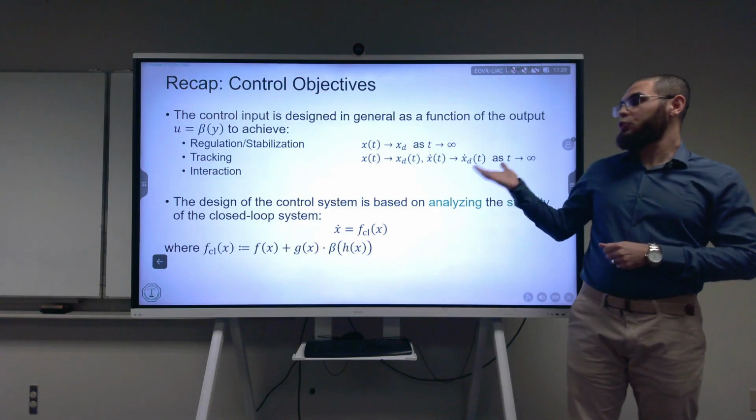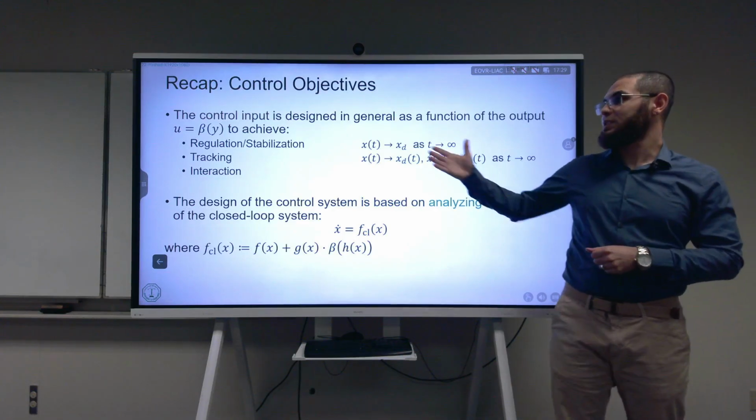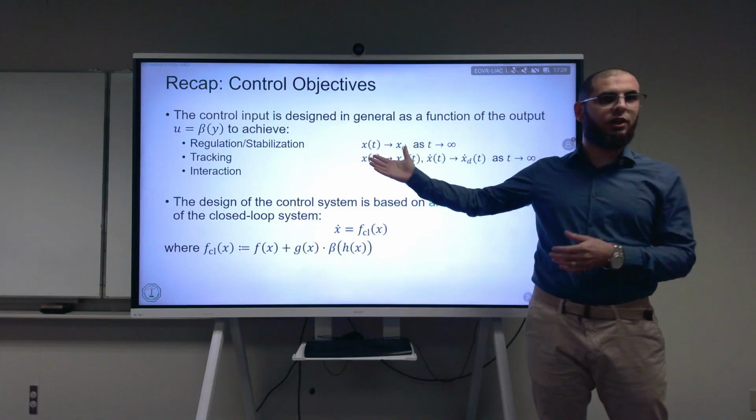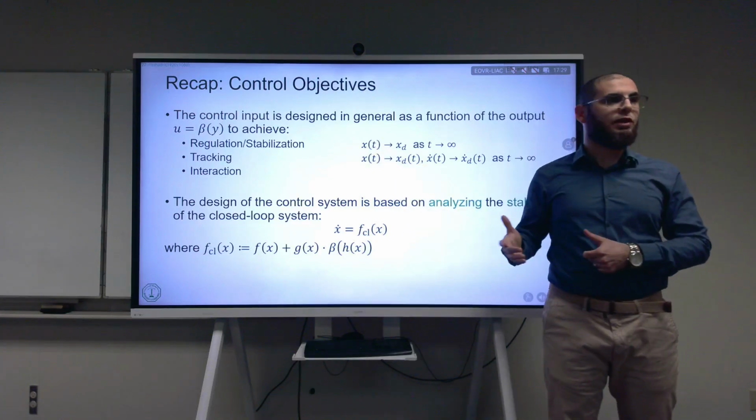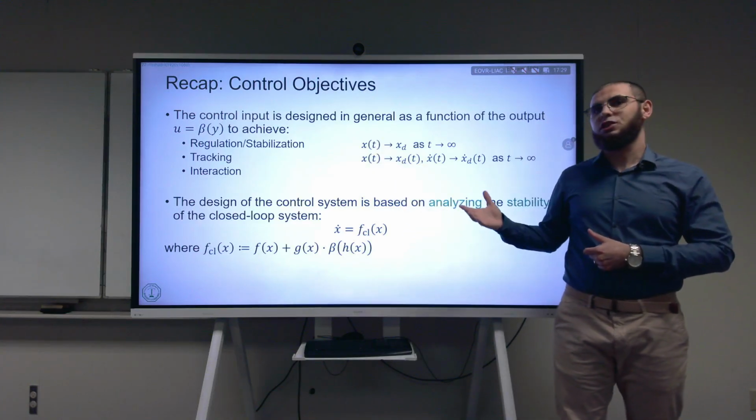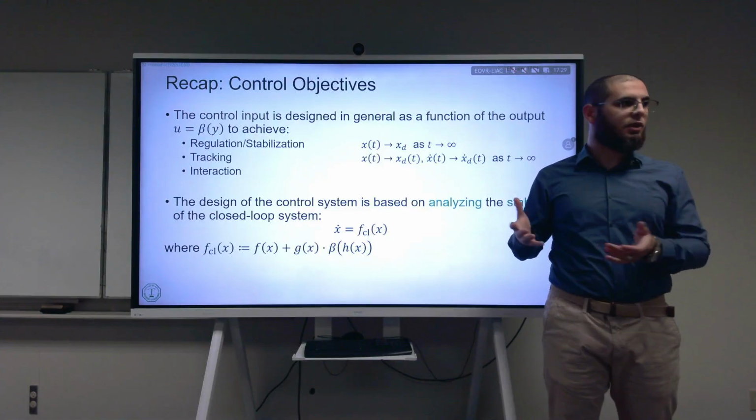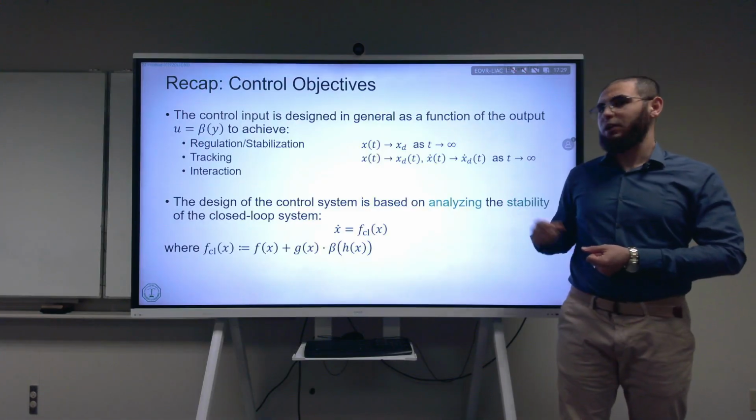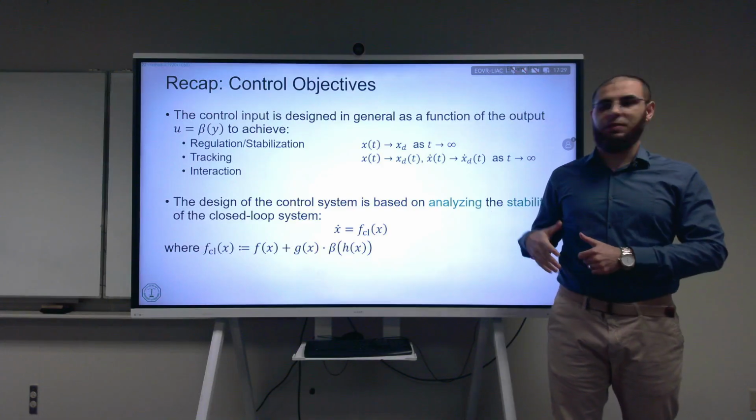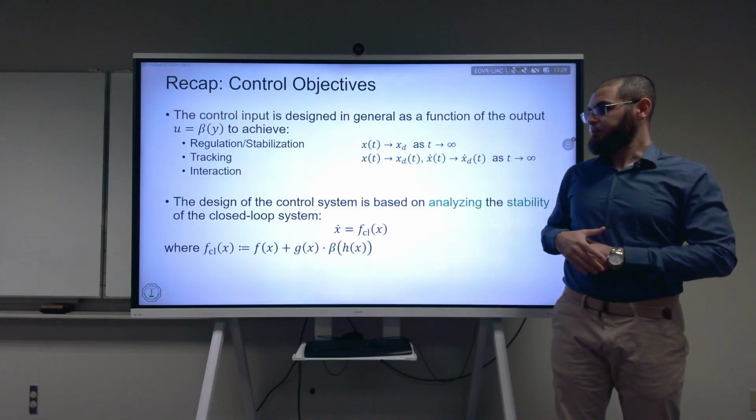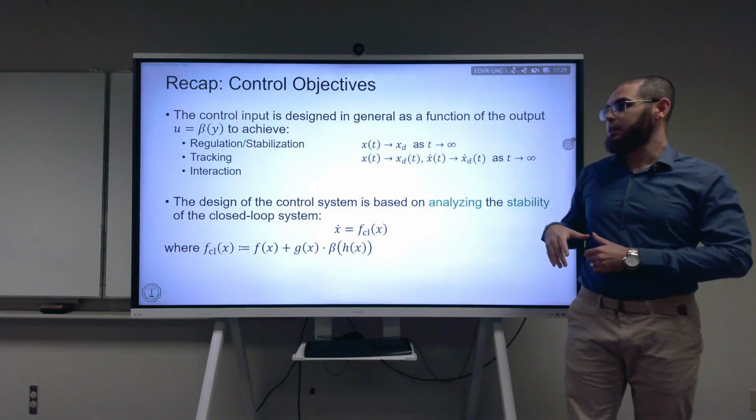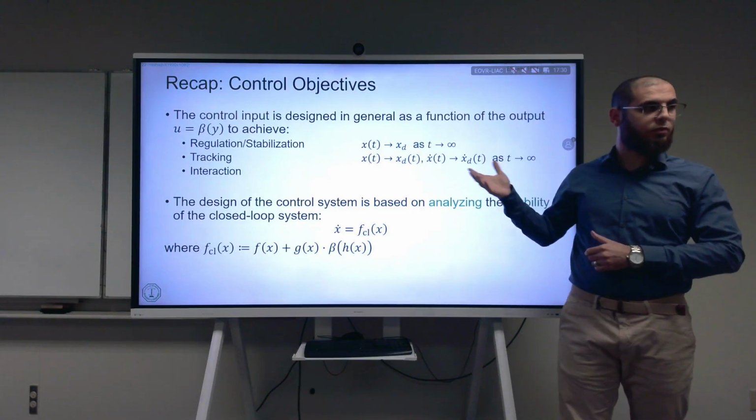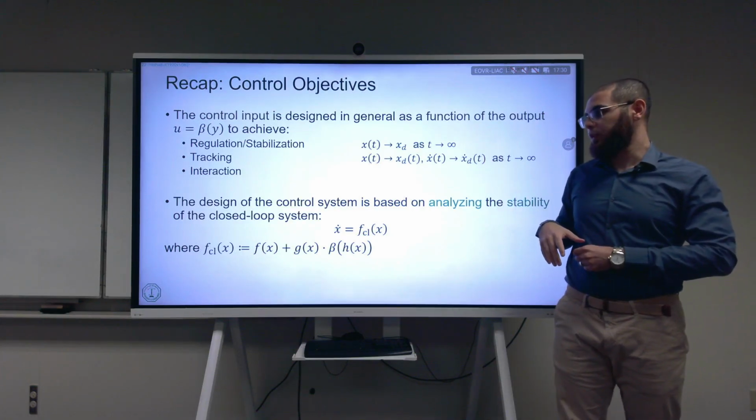The control input, usually we design it either for stabilization or regulation. Regulation and stabilization are two names for the same thing. Or for tracking, or for interaction. Interaction is usually for robotic systems, so it's very particular to robotic systems. Tracking can be, in general, for any type of system, the same for stabilization. This is the topic of what we're going to be doing later on, using the Lyapunov method we're learning today.